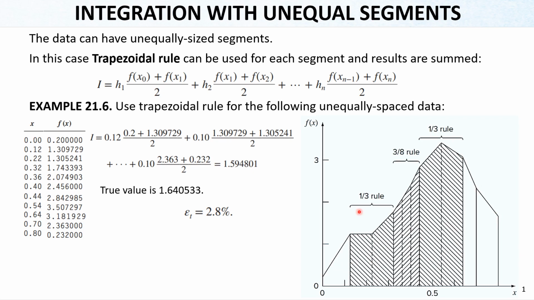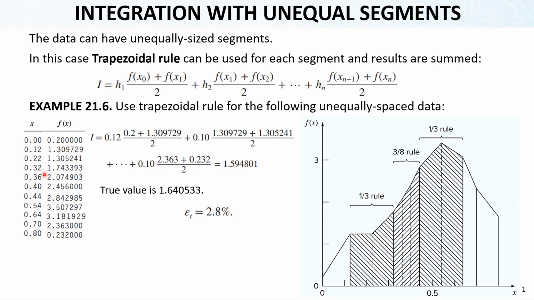We can also use here the Simpson's 1/3 rule and 3/8 rule. If you want to, you can do this because there are some segments which are equal. For example, this is just one segment, 0.12 length. But here 0.1, 0.1, these two segments are the same. So for these, you can use the 1/3 rule because we have 3 data points, only one single application of it.